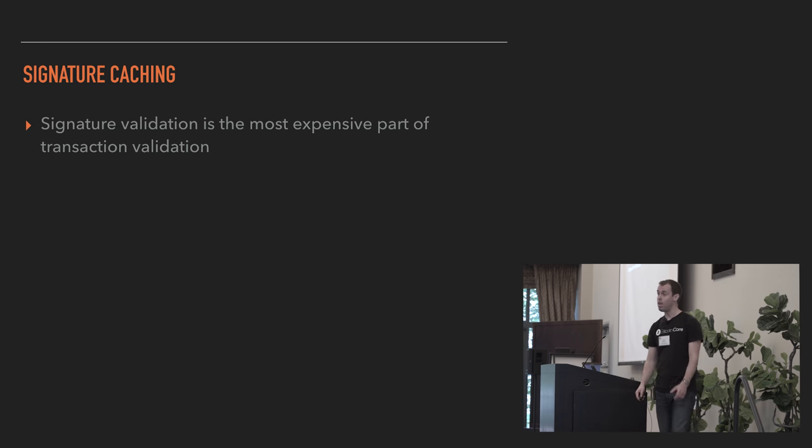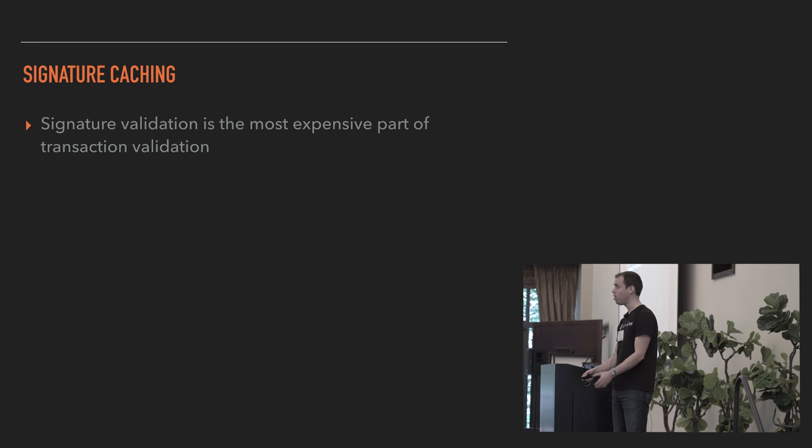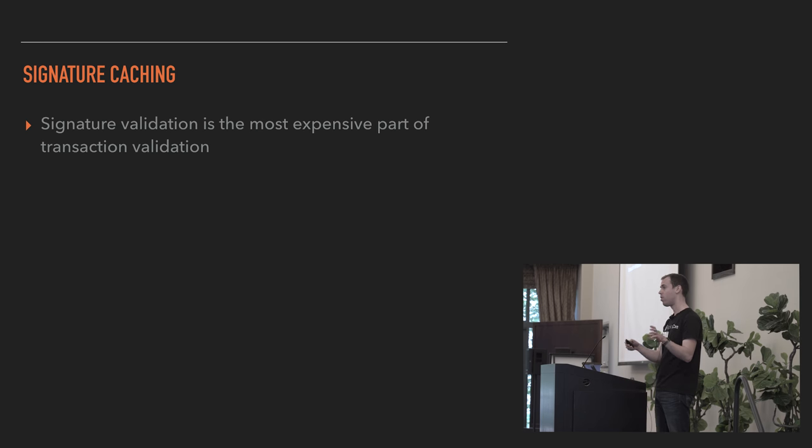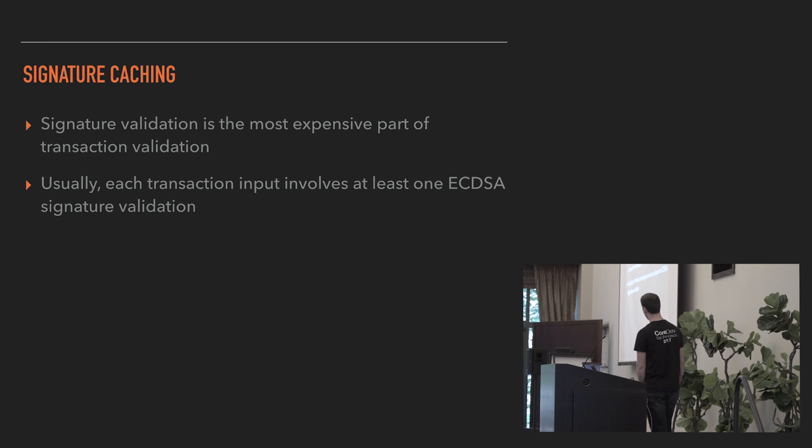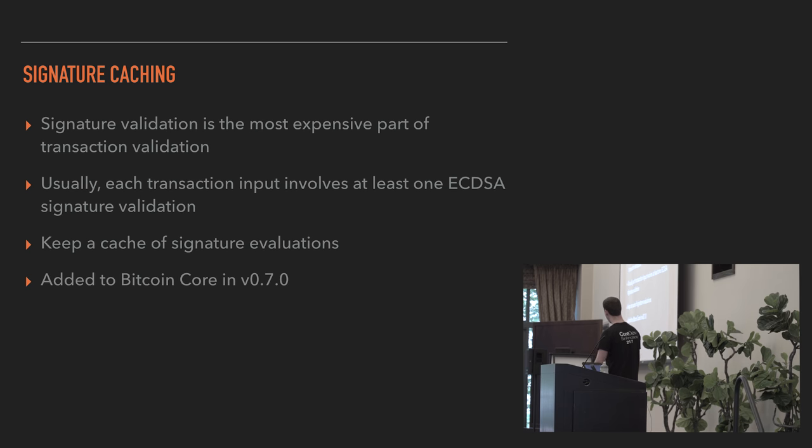Signature validation, that ECDSA stuff that Jimmy talked about earlier, where you're validating an ECDSA signature, that's really expensive. You've got to do a lot of elliptic curve additions, and it takes a long time, a lot of computing power. And each transaction input usually includes at least one signature. So instead of evaluating those signatures twice, just keep a cache of those signature validations, and that was added in Bitcoin Core quite a long time ago, 0.7.